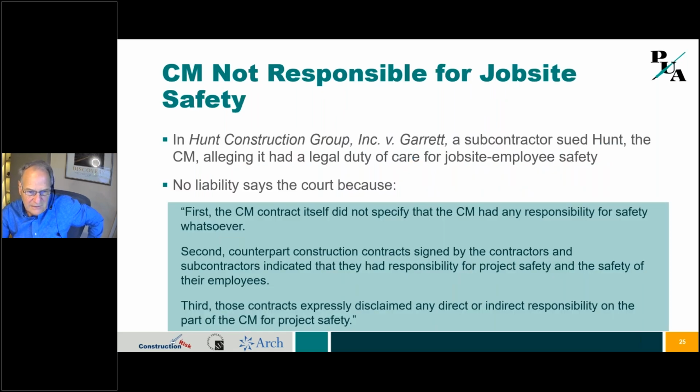Now, this one, the CM was not responsible for job site safety. And this is one where the CM contract itself did not specify that the CM had any responsibility for safety. Second, the counterpart construction contract signed by the contractors indicated that they had sole responsibility for their own employees. So this would be like a B101 and an A201. All right, so the B101 for the CM says no responsibility. The A201 for the contractor says, yeah, we the contractors have all responsibility. Well, those contracts expressly disclaimed any direct or indirect responsibility on the part of CM for project safety. Next.